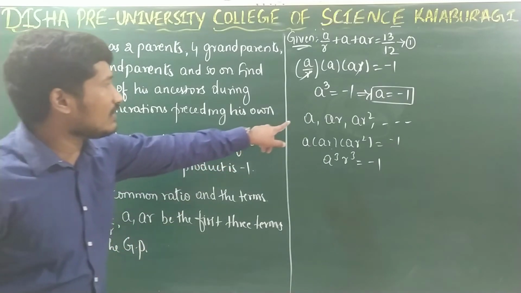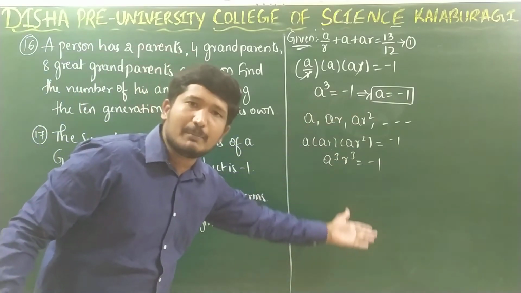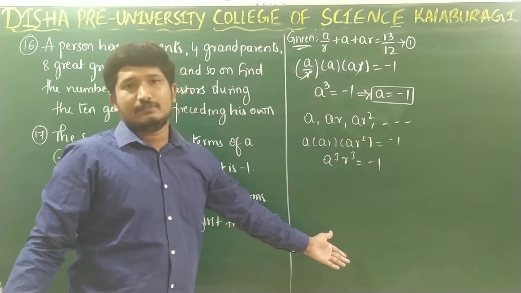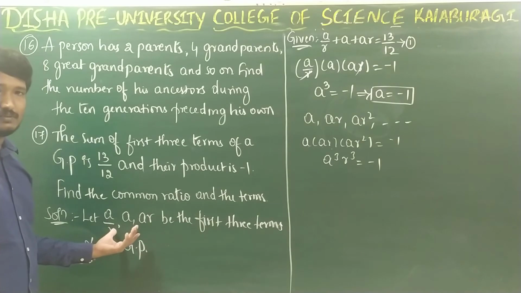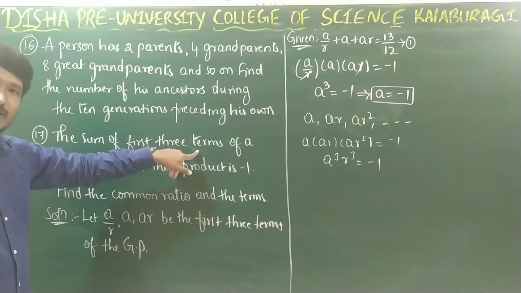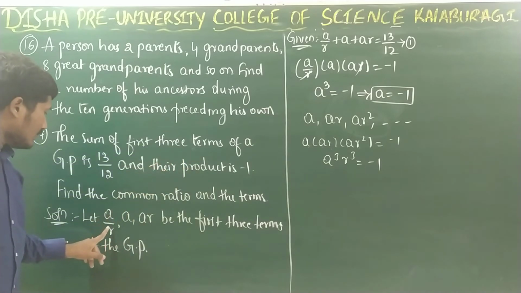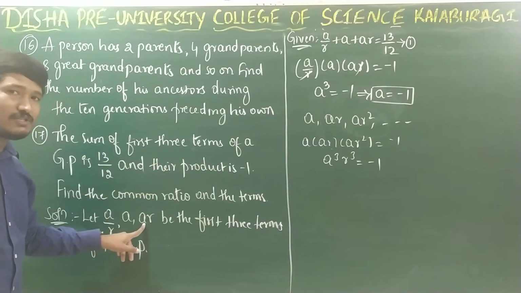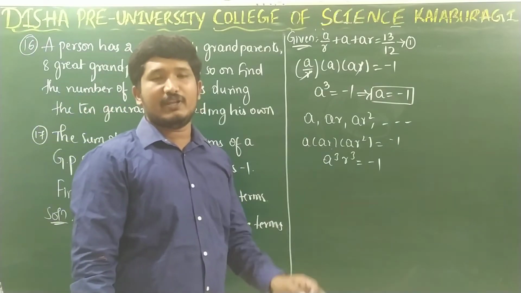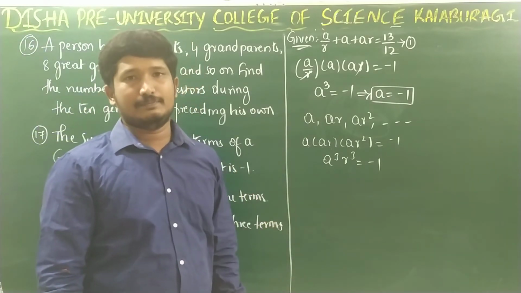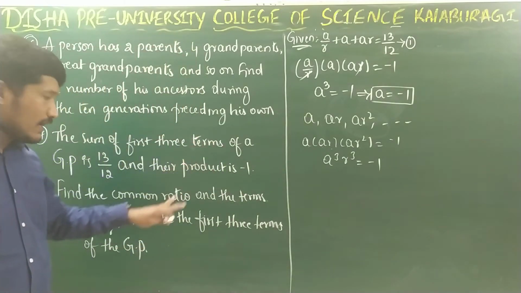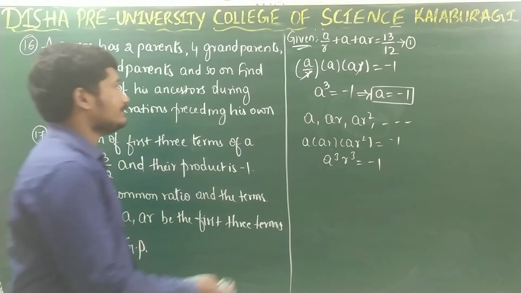You can also take this, but the calculation will be a bit lengthy. It will become difficult for you to calculate, so that is why I am considering this. Remember, whenever the product of three terms is given in the question, if you take these three as the first three terms, it will be very easy to solve the problem, right? So I hope you are now not confused why I am taking this.